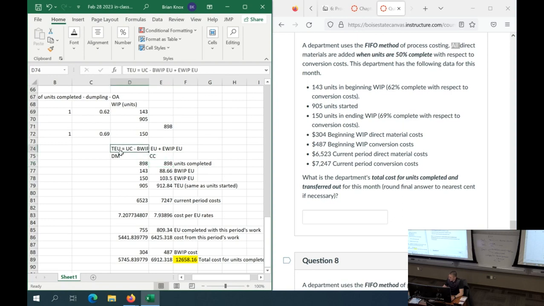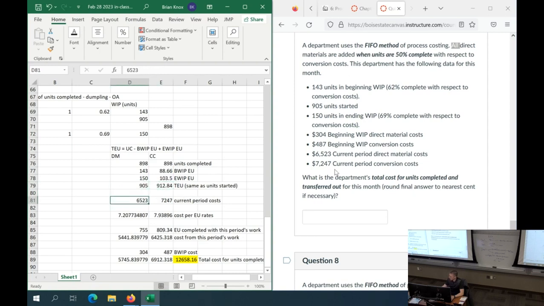So we're following this equation. Total equivalent units equals units completed minus beginning WIP equivalent units plus ending WIP equivalent units. So units completed. Then we have beginning WIP equivalent units, 143 times 0.62. And then we have ending WIP equivalent units, 150 times 0.69. And then we have TEU, which is units completed minus beginning WIP equivalent units plus ending WIP equivalent units. All right, so we have two different TEUs here for direct materials and conversion costs.